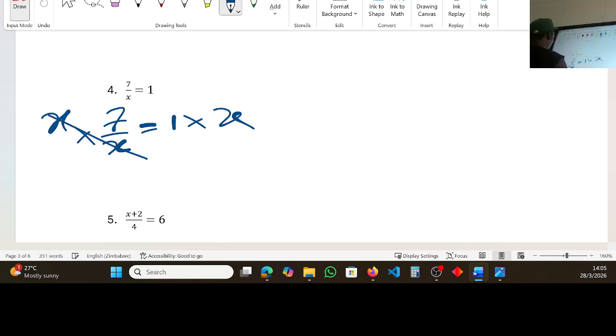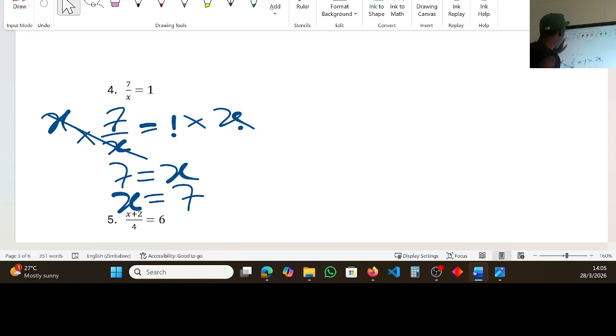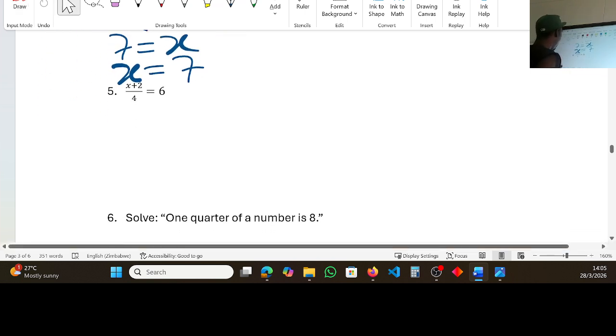Then when it's like that, x and x cancel, remaining with 7. So 7 is 1 times x, which is actually x. But the proper notation is to start with x, the unknown, equal to 7, because we can reflect the equal sign. Then number 5, I have a fraction there, like we did with the previous exam.